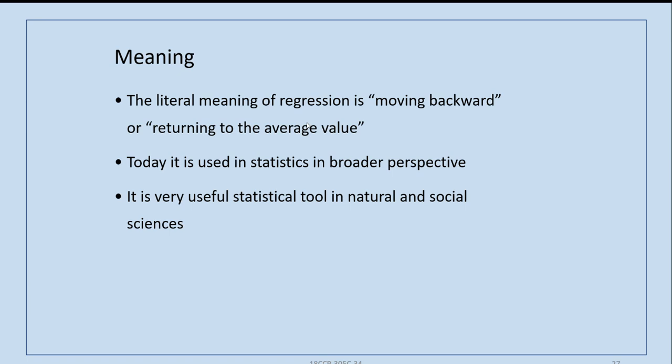Natural science means physics, chemistry, biology, all these are natural sciences. Social sciences are philosophy, history, commerce, all these are social sciences. Psychology, everything is social science. So in this way, we can use them very extensively, that is very widely in research programs. That is the use of regression.